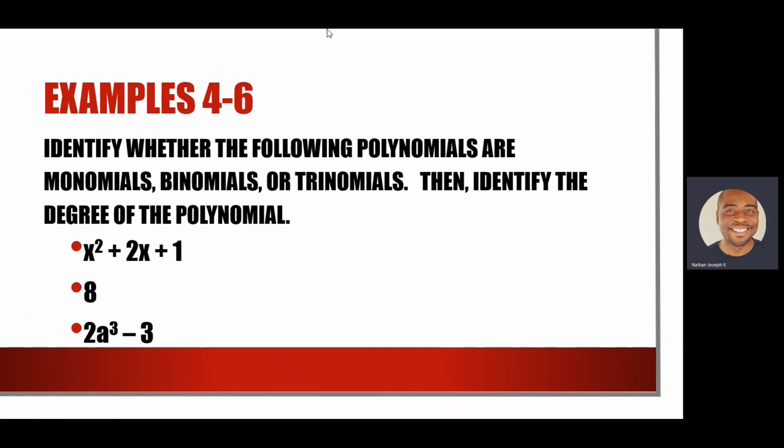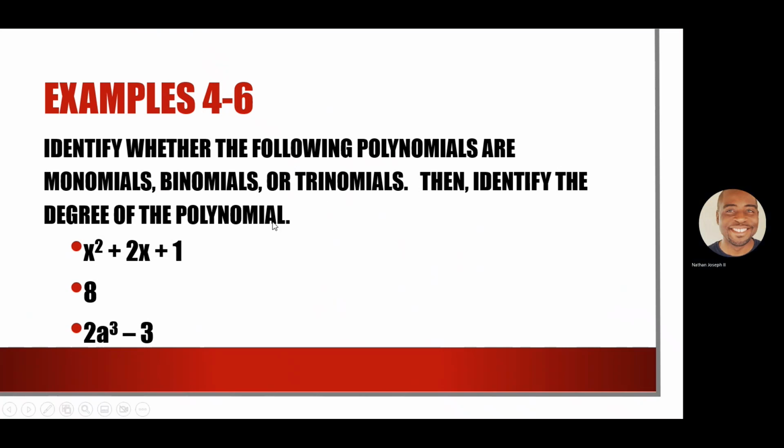Look at the next example set. For example 4, is that a monomial, binomial, or trinomial? In order to answer that, look at the number of terms present in the problem. All right, there are 3 terms, so that is an example of a trinomial. Now, what is the degree of the trinomial? The degree of the trinomial is 2.